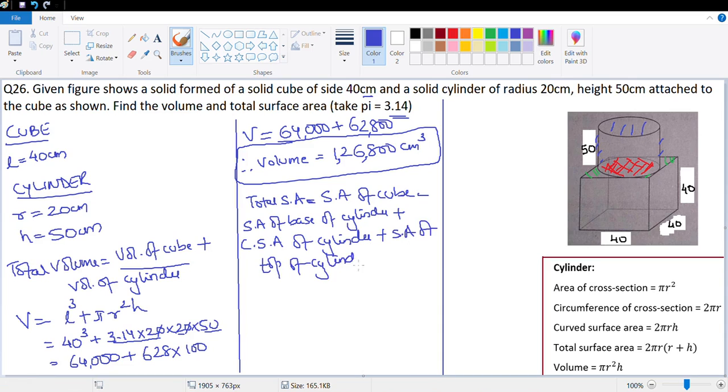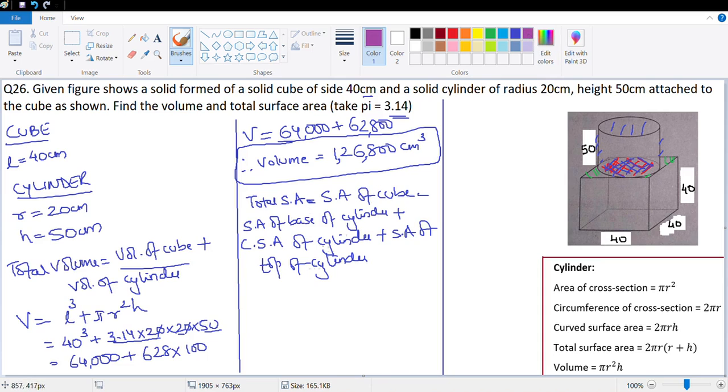So let's just revise this. I have taken the 6 surfaces of the cube, but the 6th surface, which is the top of the cube, this part, which is a part of the cylinder as well, is not exposed, which means it is not a part of the total surface area. So only the edges are counted, which means from the 6th surface of the cube, I will deduct the surface area of the base of cylinder, and then curved surface area I add, and I add the top of the cylinder. Let's just write the formula.